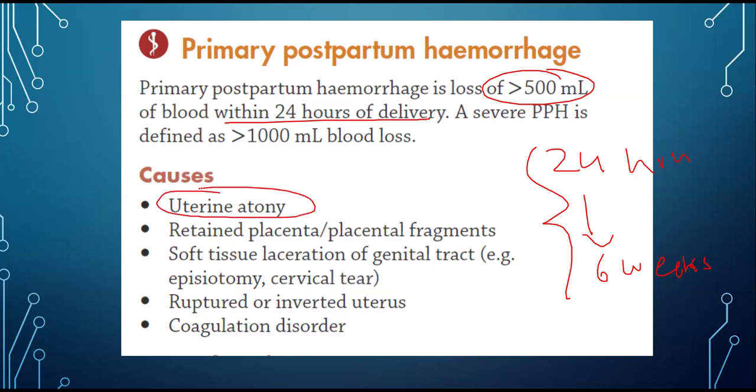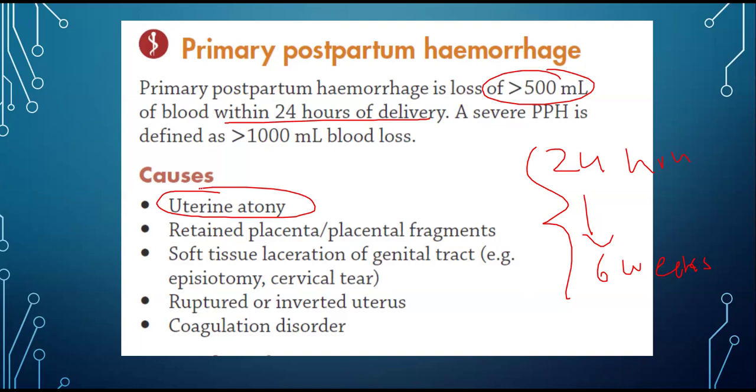Uterine atony. Ideally, after delivery of the baby and the placenta, the uterus should be contracted, because this contraction of the uterus helps the bleeding to stop. But there are some patients where the uterus gets soft and lax.